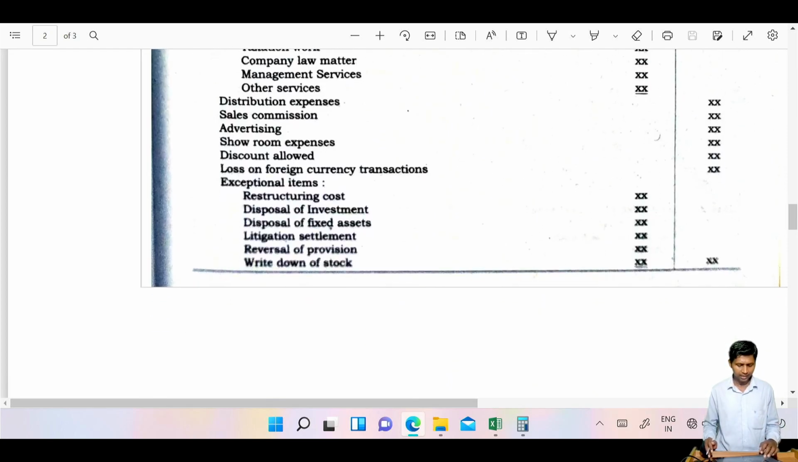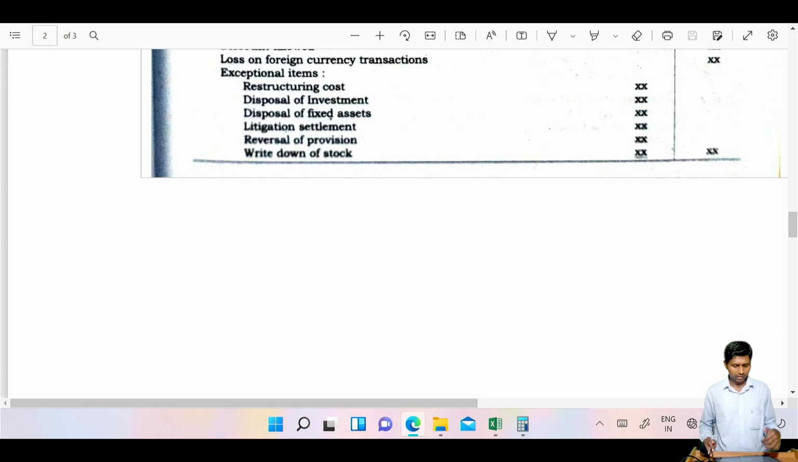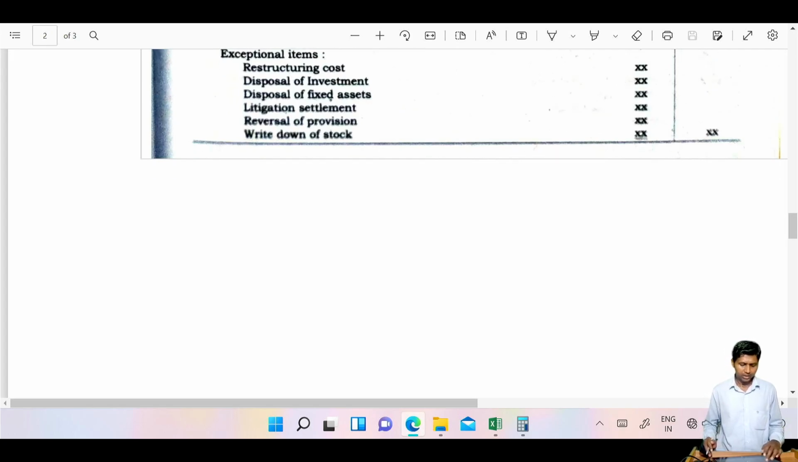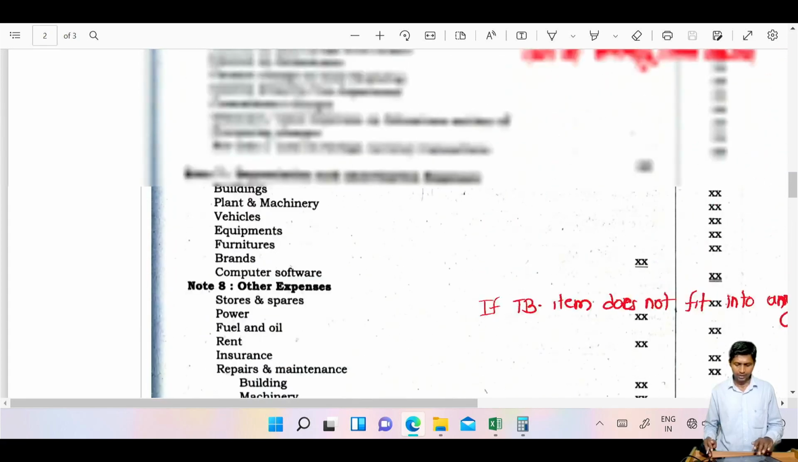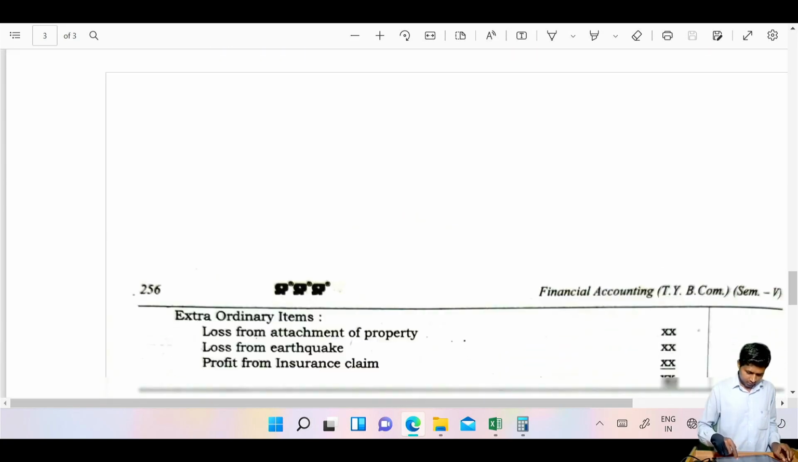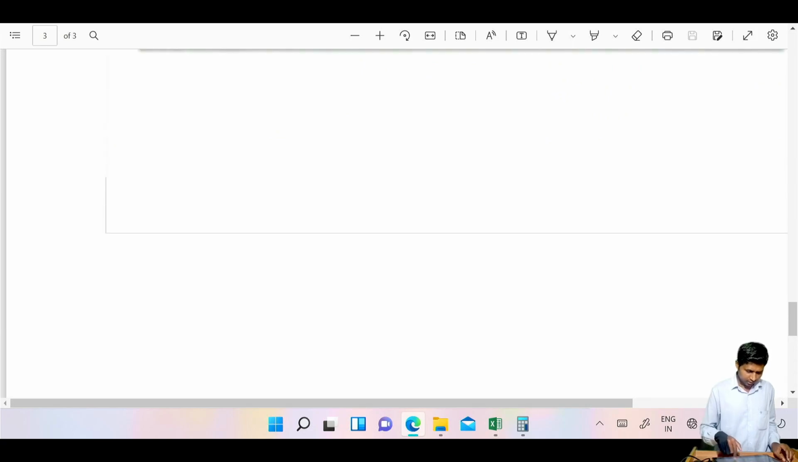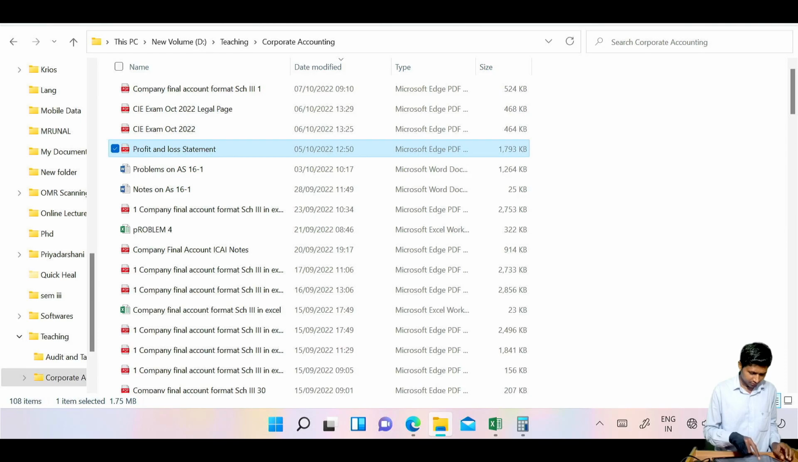Then exceptional items. You may not find them labelled as exceptional items, but if given, like litigation and disposal, reversal of provision, return back of stocks, etc. This is all about the statement of profit and loss. Some adjustments also we will find here. The given adjustments are in this note. Let me show you those adjustments as well.